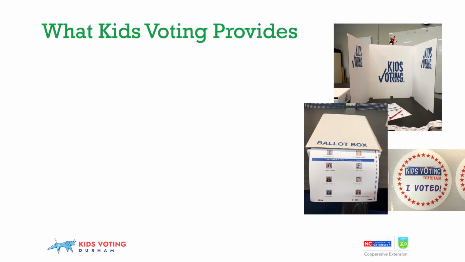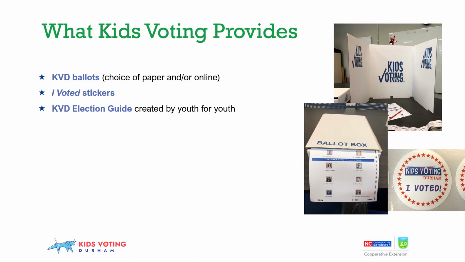So what does Kids Voting provide you to run your election? First of all, we provide you ballots. You have a choice of paper or online ballots, and I'll talk a little bit more about those in a moment. You get I voted stickers, very important for each student that participates. We will give you a KVD election guide that's created by youth for youth, with information about the offices to be elected, the issues in this election, and of course about the candidates themselves, all in youth-friendly and relatable language.